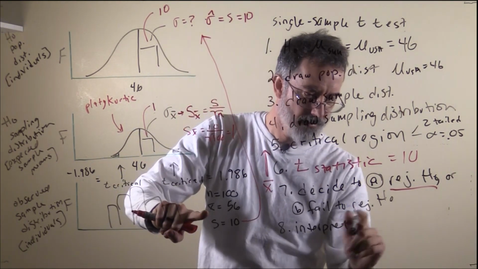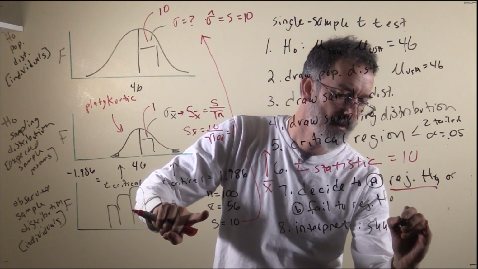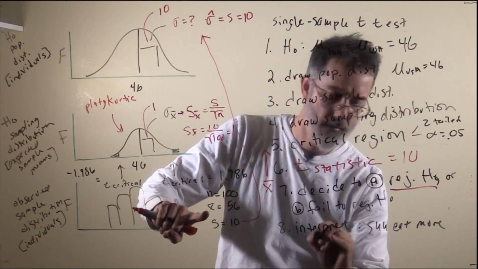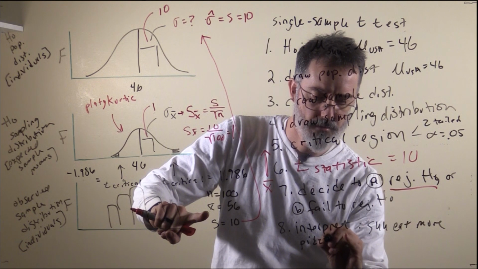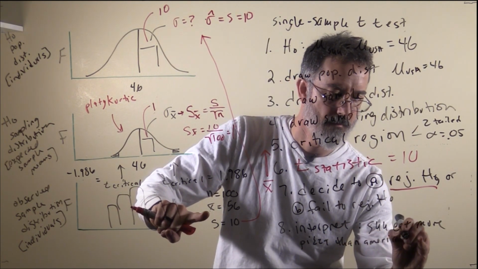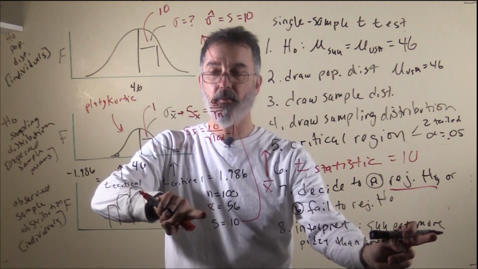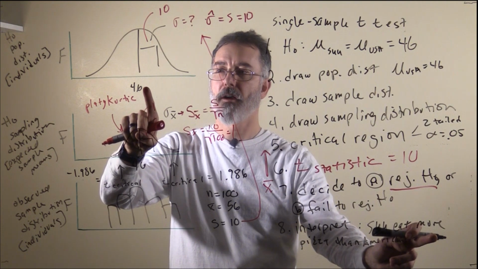So our interpretation is going to be SUU students eat more pizza than Americans. And the reason we said more, not less, is our sample mean is greater than the American mean.